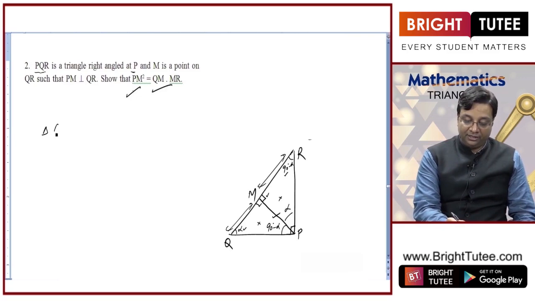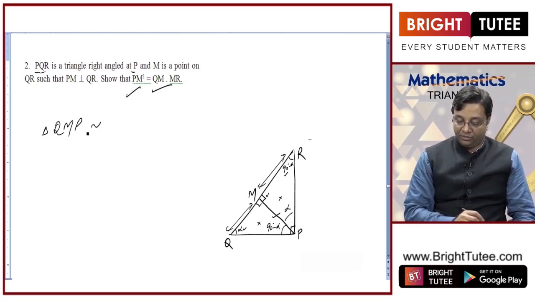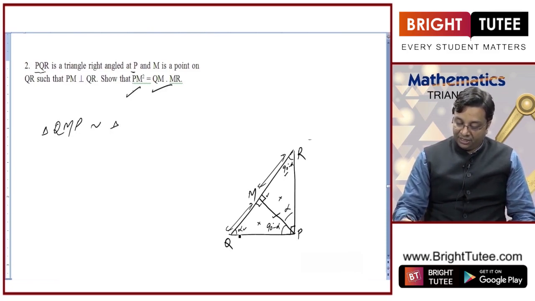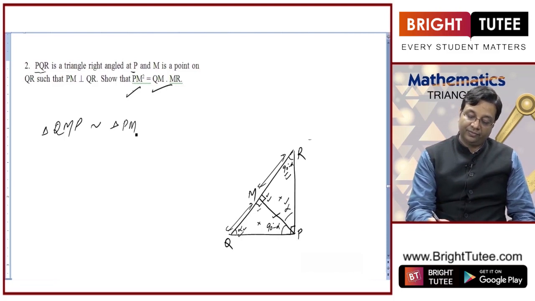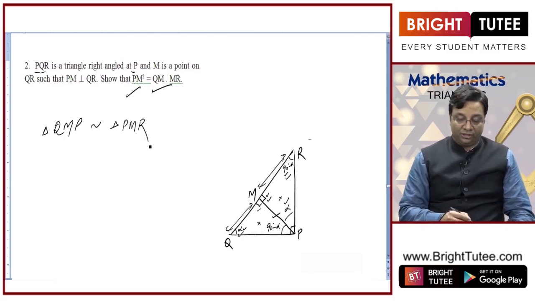Now, triangle QMP is similar to triangle PMR. See, QMP means alpha, 90, 90 minus alpha. So, here alpha, 90, 90 minus alpha means PMR. So I have checked the correspondence also.